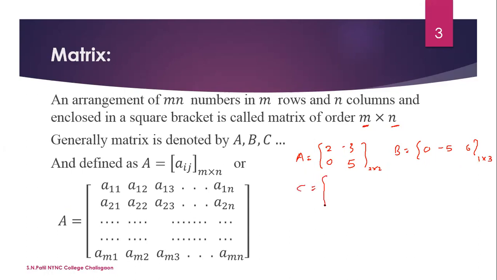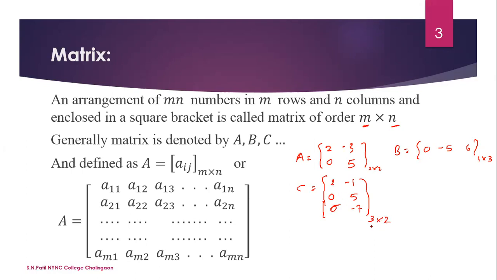C is equal to, suppose, 2, minus 1, 0, 5, 6 and minus 7. So this is a rectangular matrix, and the order of this matrix is: number of rows 3 and number of columns 2.